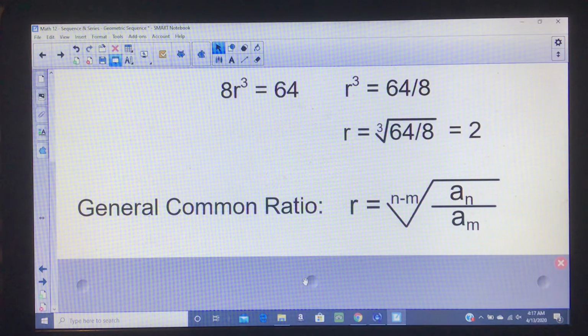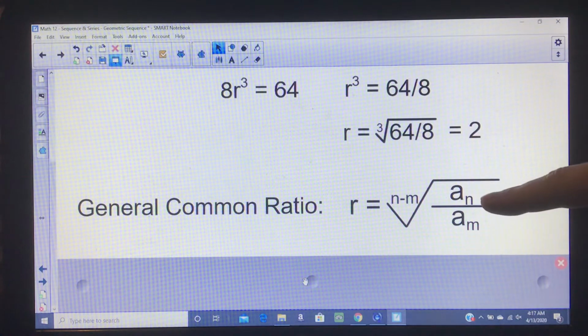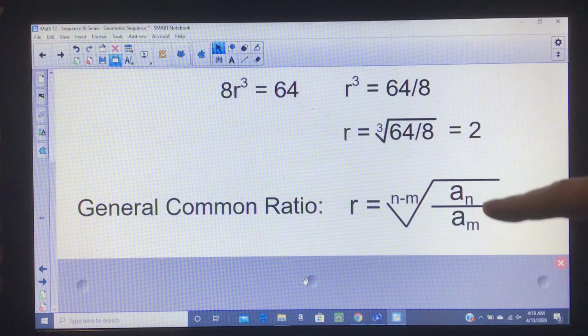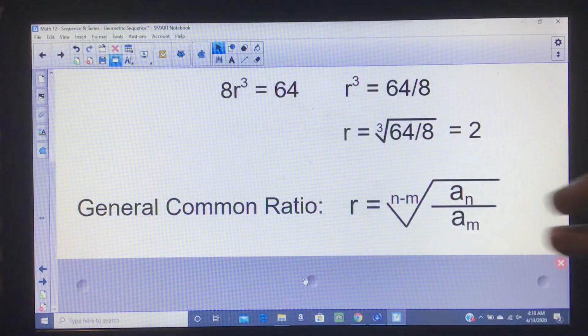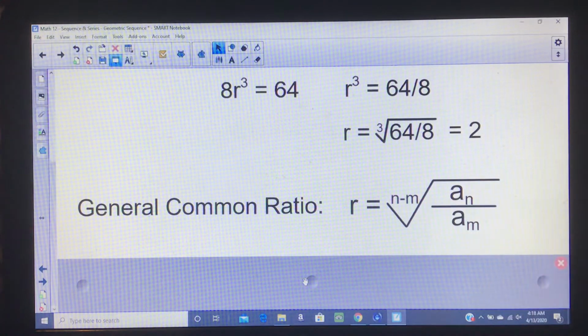So what's the general common ratio formula? Say the two terms are not next to each other. That's what the n and the m mean. So this could be any term and any other term. How do I find their common ratio? Well, I'm going to divide the two terms, but because they may not be next to each other, this is how I handle that. Wherever these two little numbers are, you put them in the index of the radical.